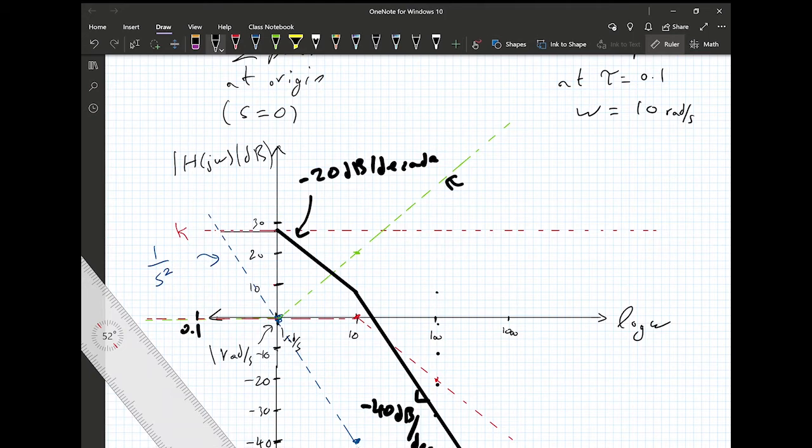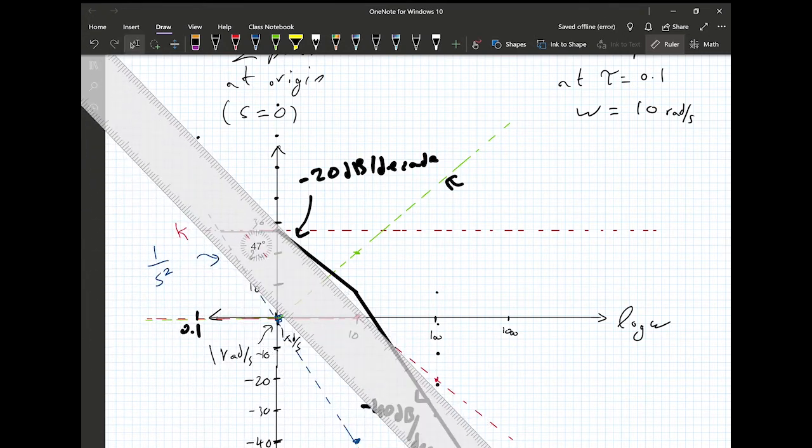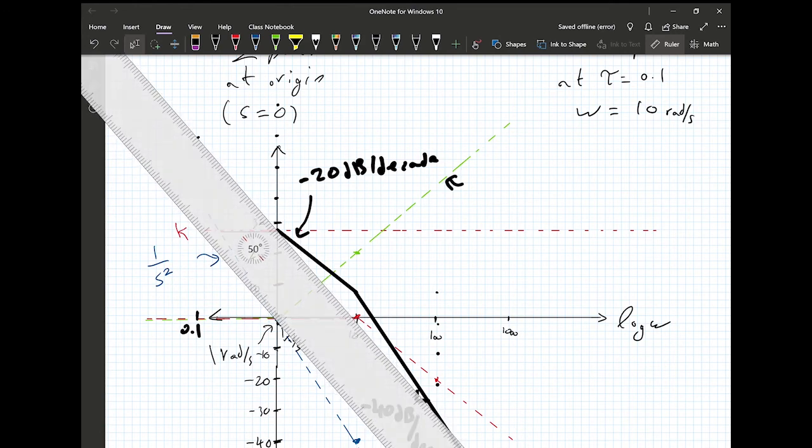So at that point I have minus 40 dB, so it's going to be 1, 2, 3, 4. That's 20. 1, 2, 3, 4. That's 30. 3, 4. That's 40. So it's going to be this point, right? So it's going to be something that looks like this, something with a slope of minus 40 dB per decade.